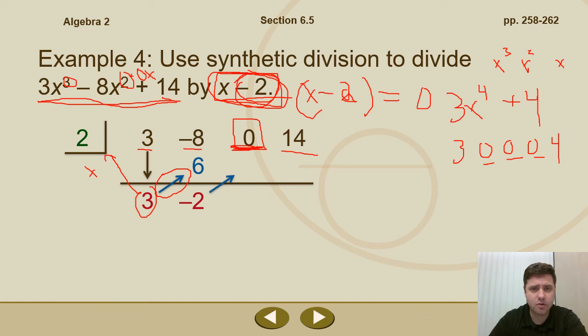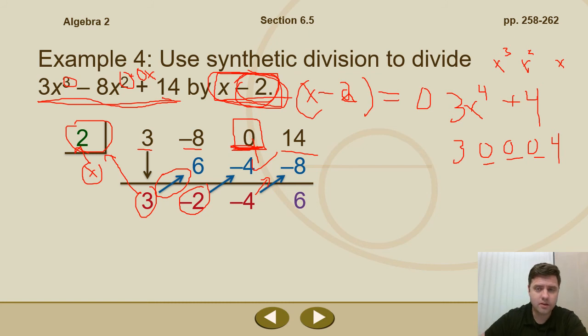And now, since we have an arrow moving up, we're going to multiply this by 2. It's always times the number that's over here in this box. So negative 2 times 2 is negative 4. And then we add down. 0 plus a negative 4 is just negative 4. And then we multiply that by 2. 2 times negative 4 is negative 8. And again, we just add straight down. 14 plus a negative 8 would leave us with a remainder of 6.